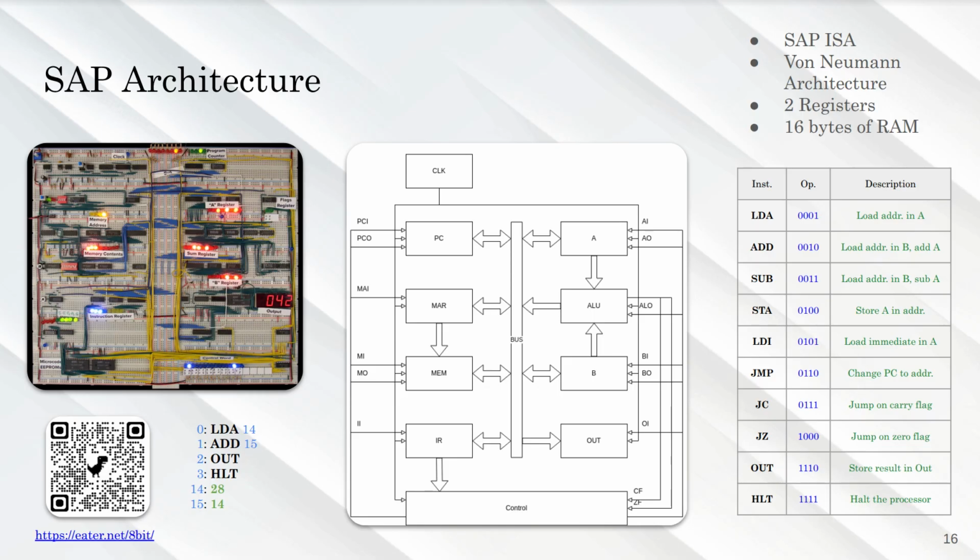Then another interesting part is the PC. The PC stands for program counter. What this means is that it is a register that says, okay, now we have to execute the instruction that is at this address in the RAM. So that's nice.